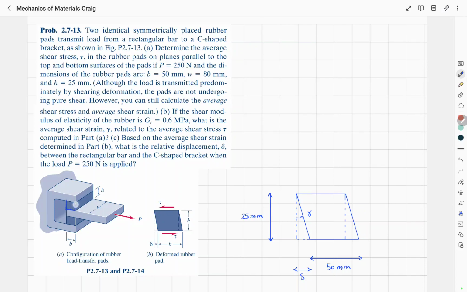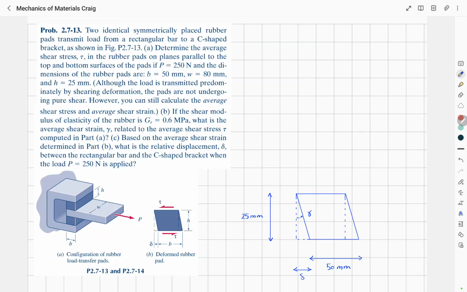So if this is the initial shape of the rubber pad, after we apply this load P, it will deform like this into a parallelogram shape, which is also shown here. Now in the first part of the question, the value of load P is given to us, which is 250 Newton, and the question wants us to determine the average shear stress in the rubber pad.